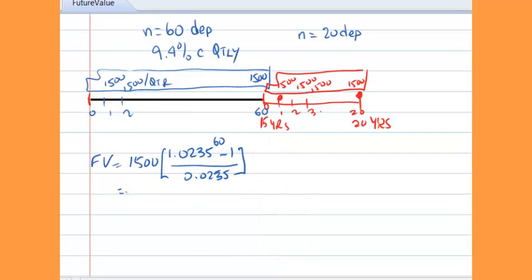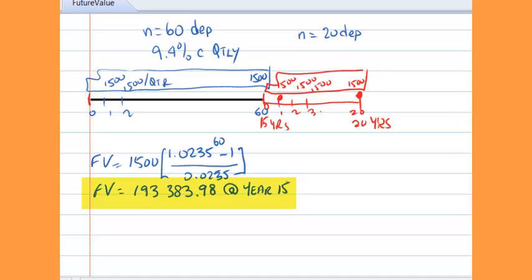There's our annuity factor. That's going to give us the maturity value of the $1,500 plus the accrued interest at the end of the 15th year. That maturity value will work out to be $193,383.98. And that's the value at year 15. This is absolutely critical. It's the final value on the date of the last deposit of $1,500. That $193,383.98 includes the $1,500 deposits plus the interest up to the 15th year.